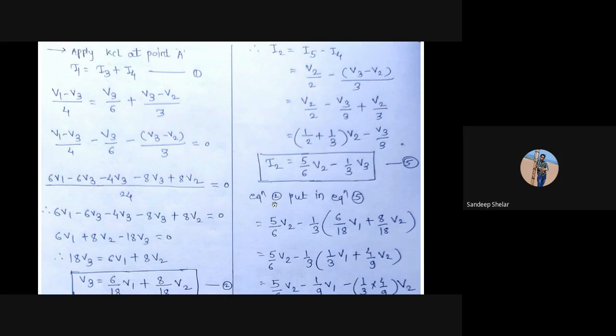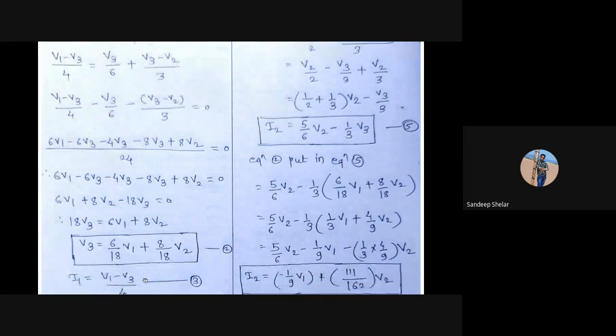Then equation 2 is put in equation 5, that is, the value of V3 is put in this equation. That is I2 is equal to 5 by 6 V2 minus 1 by 3, the value of V3 as it is put in this equation, that is 5 by 6 V2 minus 1 by 3 into bracket 6 upon 18 V1 plus 8 upon 18 V2.